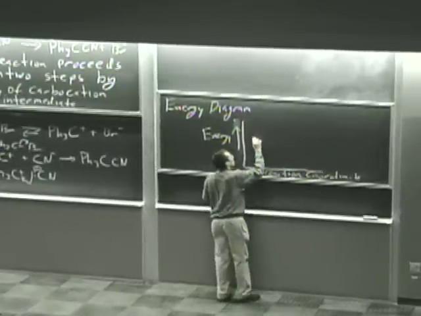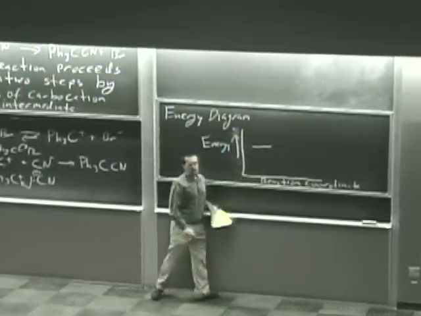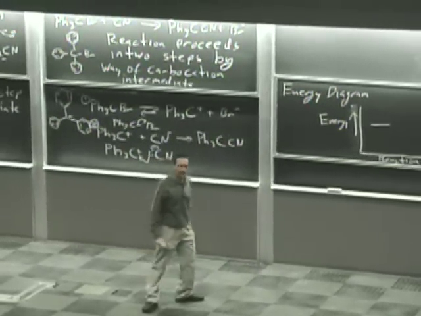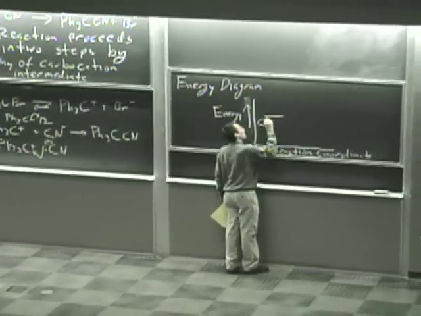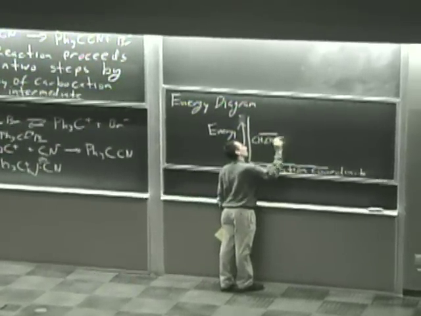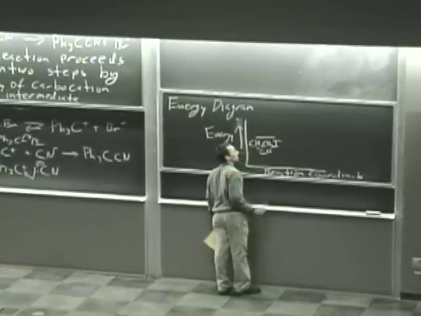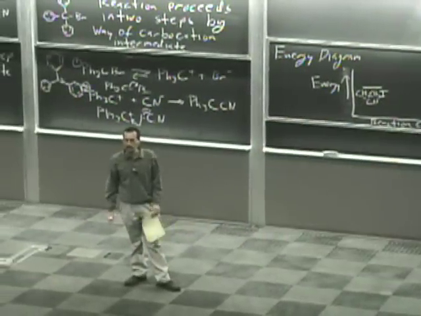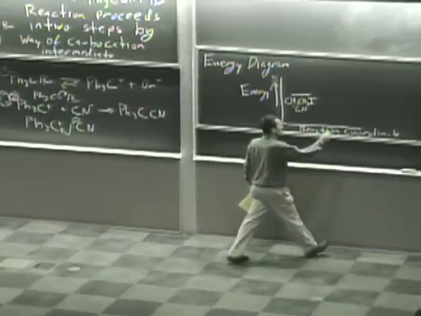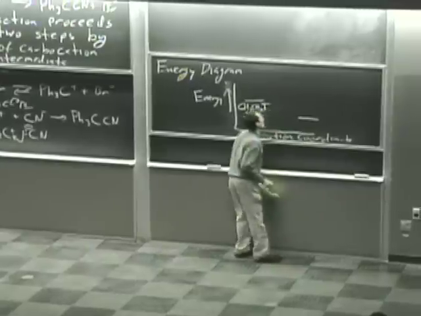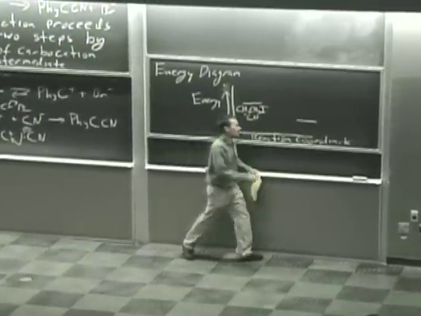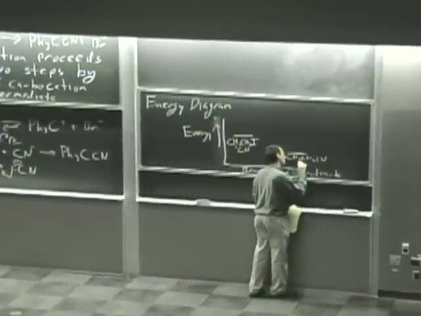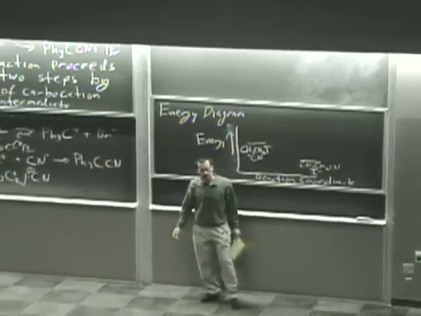On the left, I'll express our reactants. Our reactants have a certain energy. Our reactants, of course, are iodoethane and cyanide. Our products, in the case of this reaction, are propanenitrile and iodide. As I've said, they're lower in energy, so I'll draw a line indicating the presence of the products at a lower energy, CH3CH2CN and I-.